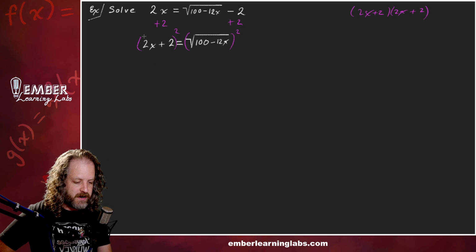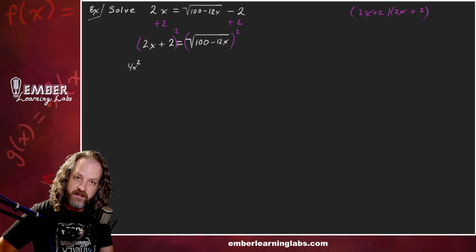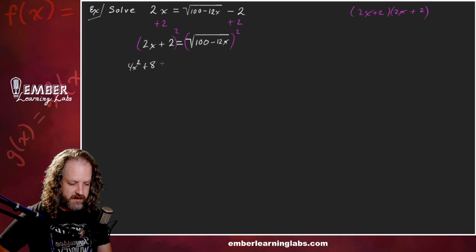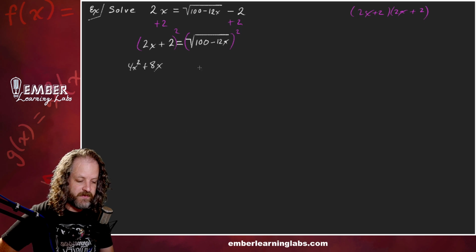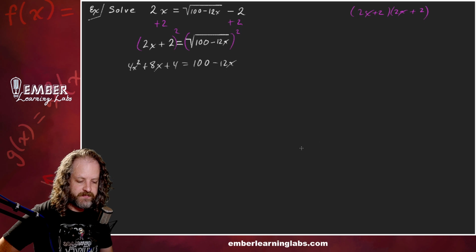So the first part is this one squared, so 4x squared, and then the middle term is 2 times this times this. So 2 times 2 times 2 is 8. And then 2x times 2 is x, so it's got an x in it, right? And the last term is this one squared, so plus 4, because 2 squared is 4. Now the square root is gone. We've got 100 minus 12x.